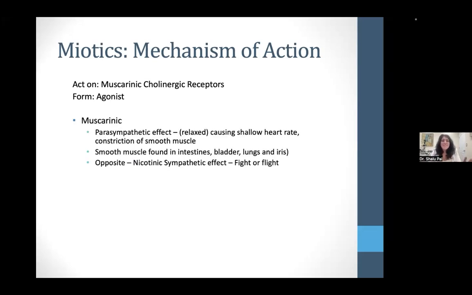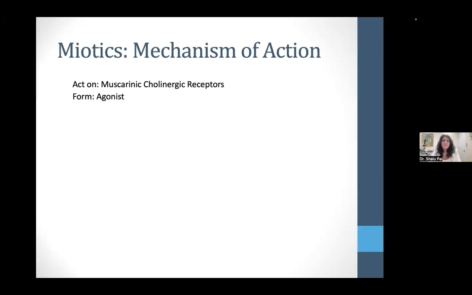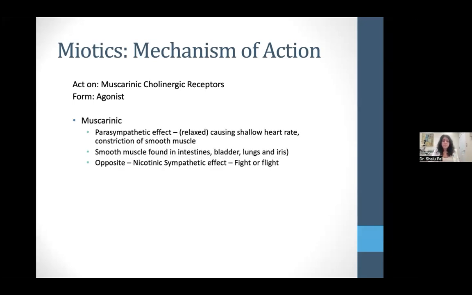So when we think about, and I want to break this down for you, the mechanism of action for these miotics: they're muscarinic cholinergic receptor agonists. So they work on this special type of receptor, and they are agonistic. Let's break down these words and understand what that means.